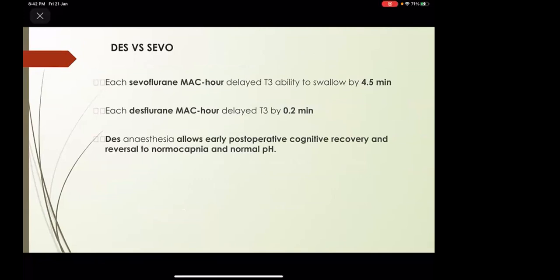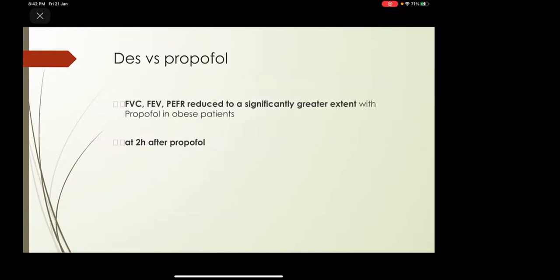So it has been seen that when you compare desflurane and sevoflurane, the early postoperative recovery is better with desflurane as compared to sevoflurane. Each sevoflurane MAC hour delays the ability to swallow by 4.5 minutes, but it's not delayed by desflurane. So if it's available, I'll prefer desflurane. If it's not available, I'll prefer sevoflurane. Also, with propofol, there is a significant decrease in lung function as the surgical time increases.